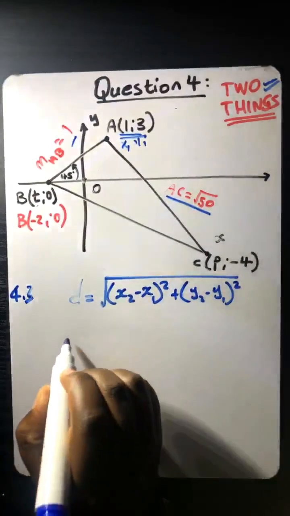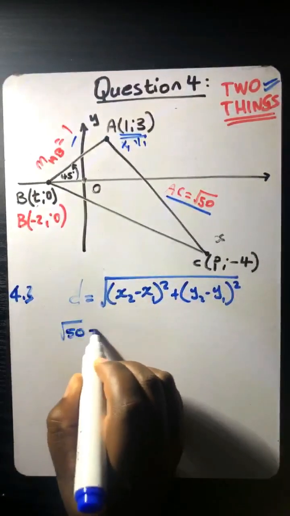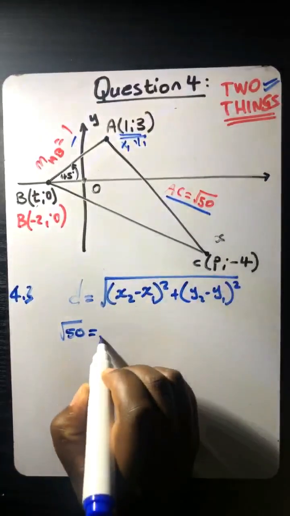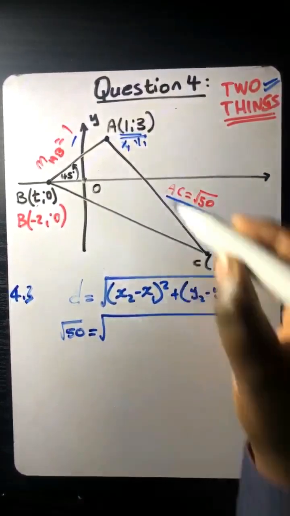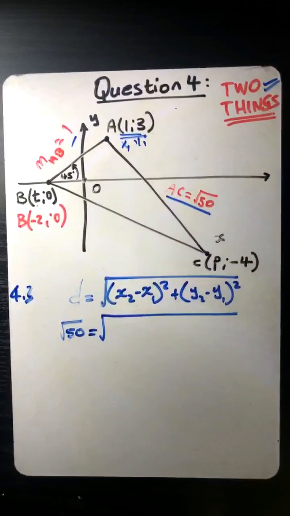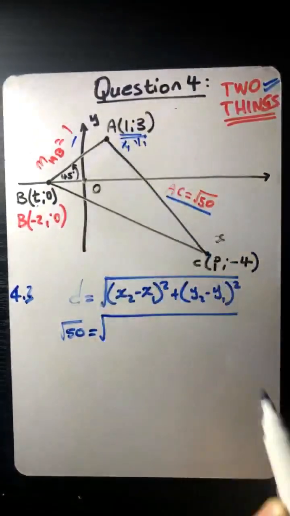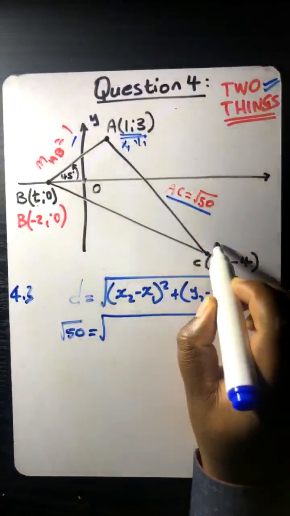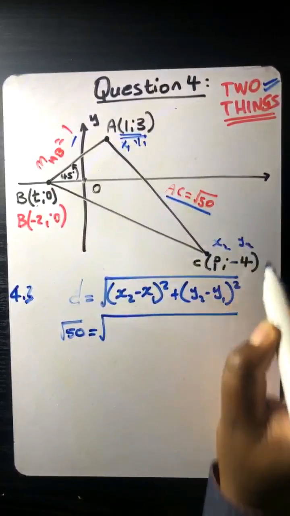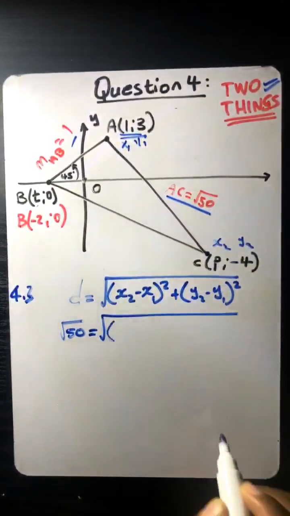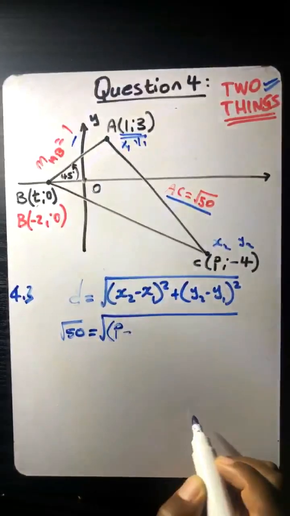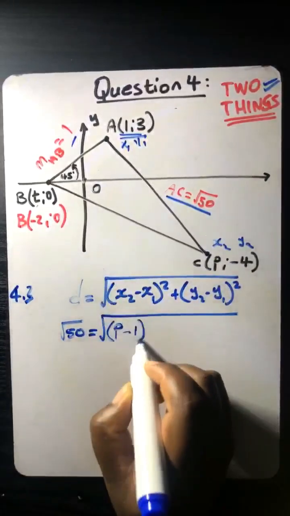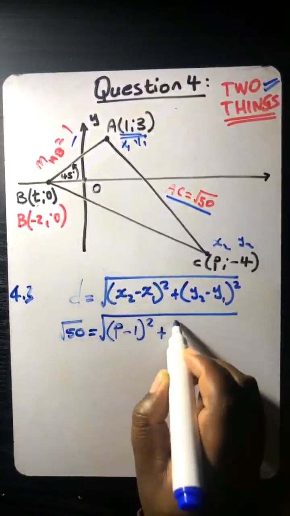So let's see. I've just substituted the distance, which is equal to the distance between point A and point B. Which one is going to be my x2, x1, y1, y2? Which letter comes first? A comes first, B comes second. So that is why this is going to be x2, y2. So let's substitute inside the brackets. Can you see? Your x2 is the P that you're looking for, minus what is your x1? It's going to be 1, and then you say plus, you open.